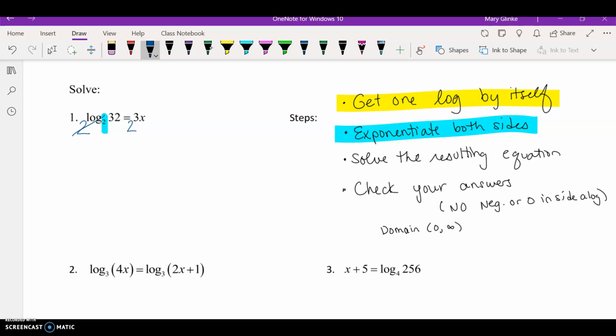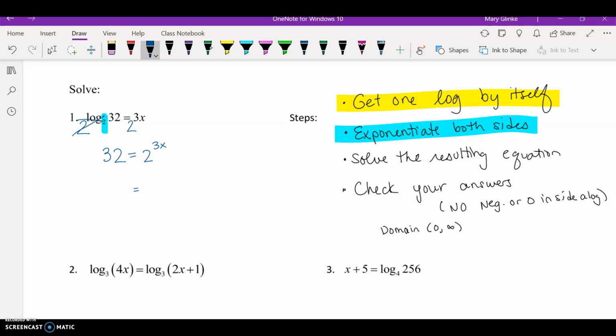So I'm going to go ahead and say that 2 to the log base 2 undoes itself because they're inverse operations. So you get 32 equals 2 to the 3x. Now you might be saying, well, couldn't I have just written it in that form, going from log form to exponential form in the first place? And the answer is yes, you could have. This process, though, is going to help you in future times when it's not going to be so nice to write it in exponential form.